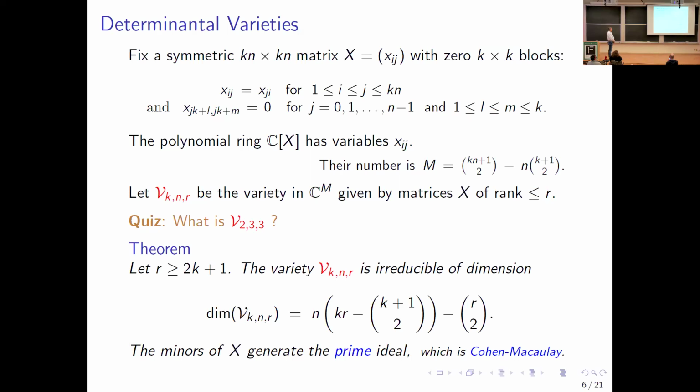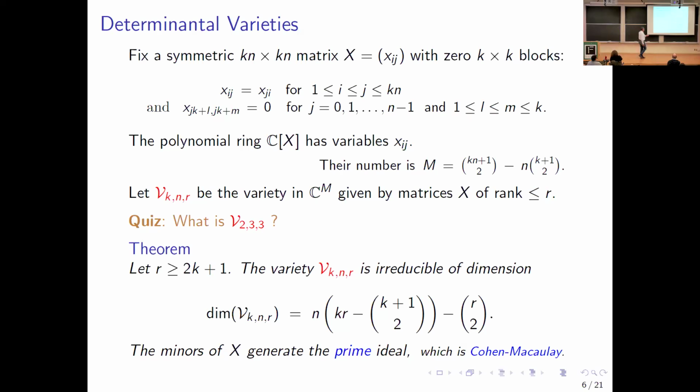Elisa asked for theorems, so here's the first theorem. Is this ever irreducible? Yes, it is. It's always irreducible in the high rank regime. The high rank regime is when the rank is bigger than 2k plus 1, where k is the size of the blocks. So if R is at least 2k plus 1, then the variety is irreducible of this dimension.